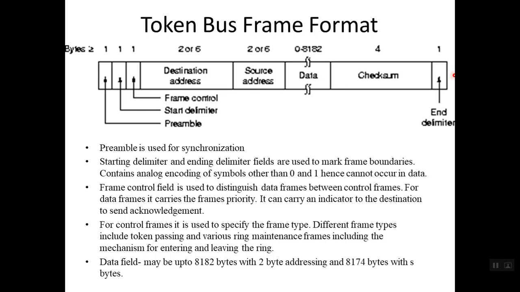This means suppose a machine is sending a frame to its destination. Suppose there is a station and that station has the token, then the station can send the frame to the destination, but the destination cannot send an acknowledgement because the destination does not have the token.